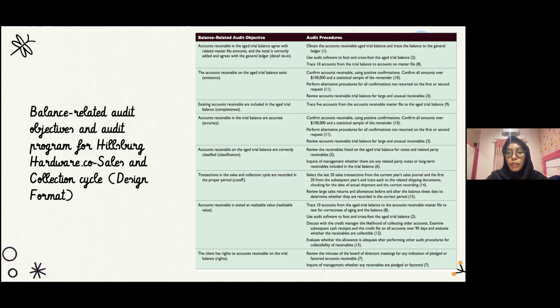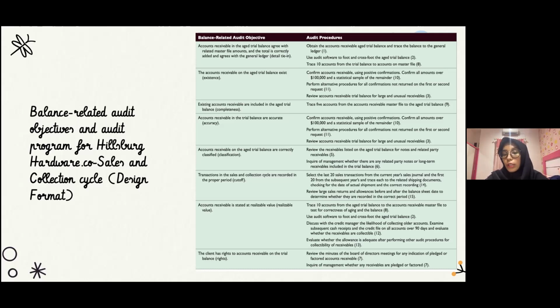And then for the realizable value objective, accounts receivable is stated at realizable value. The audit procedure is to trace an account from the age trial balance to the accounts receivable master files to test for correctness of aging and the balance.